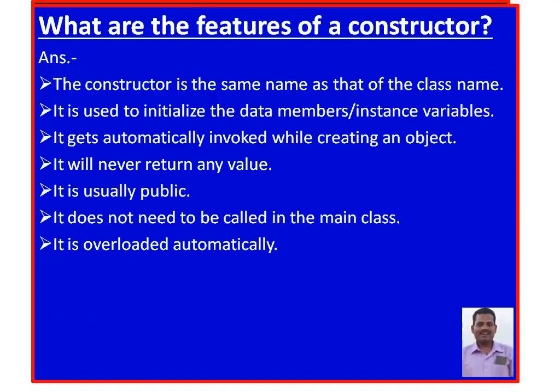Next, what are the features of a constructor? The constructor has the same name as the class name. It is used to initialize the data members or instance variables. It gets automatically invoked while creating an object. It will never return any value. It is usually public. It does not need to be called in the main class. It can be overloaded.